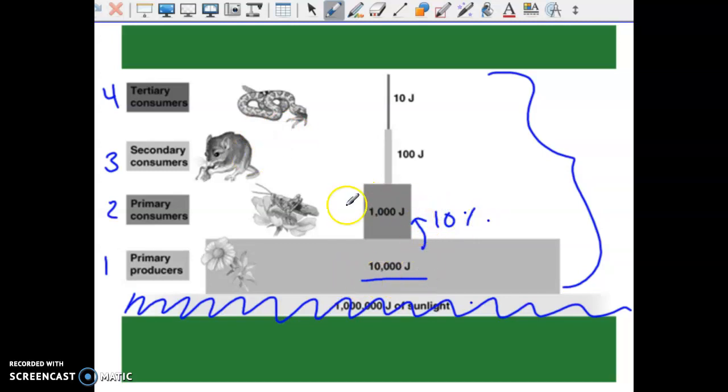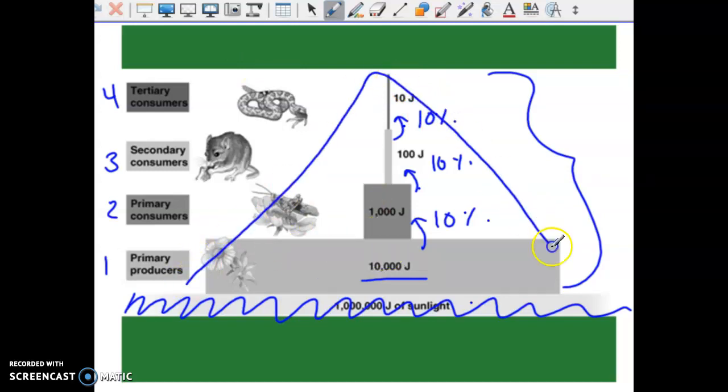Right? So it went from 10,000 joules to 1,000 joules. As we go to the third trophic level, our secondary consumers, right? Only 10% again gets transferred. And then here we have our top carnivore. In this case it happens to be a snake, our tertiary consumer, which again has 10%. So they call it an energy pyramid, right? Because technically the shape gets smaller and smaller as you go towards the top.